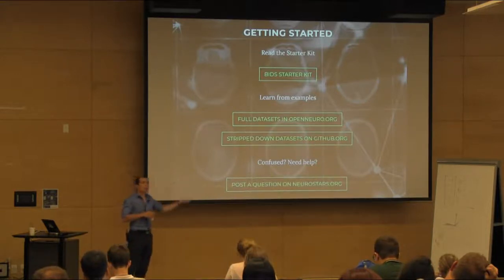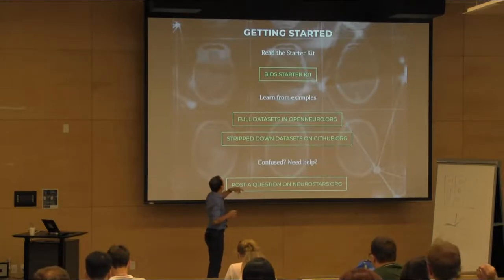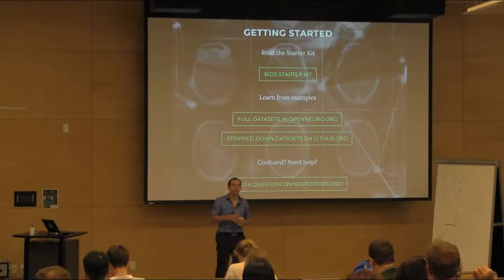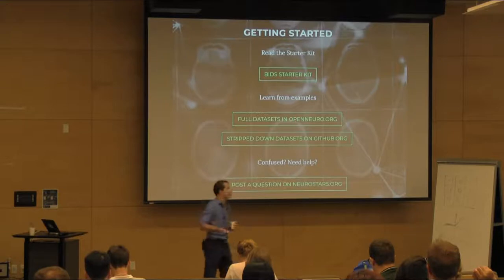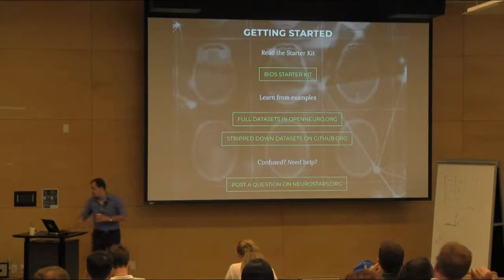You can also download examples, both from OpenNeuro, which I'm going to talk about during the next lecture a little bit more, as well as there's a GitHub repository with stripped down versions of those datasets just to explore the structure. And we also have a forum for questions.